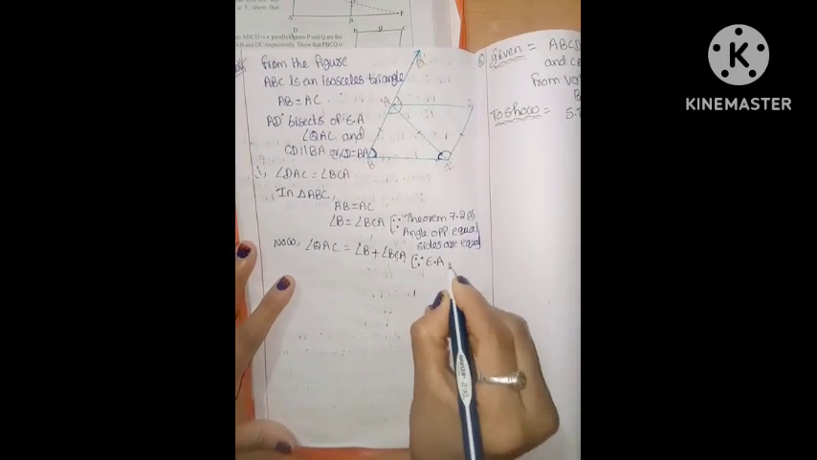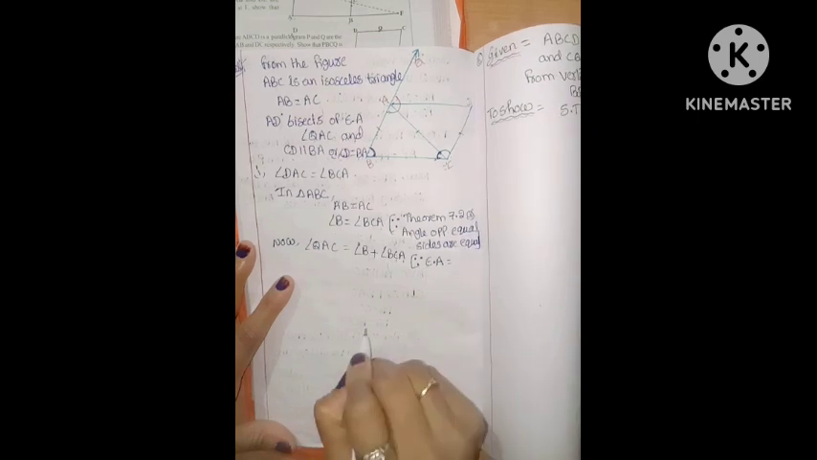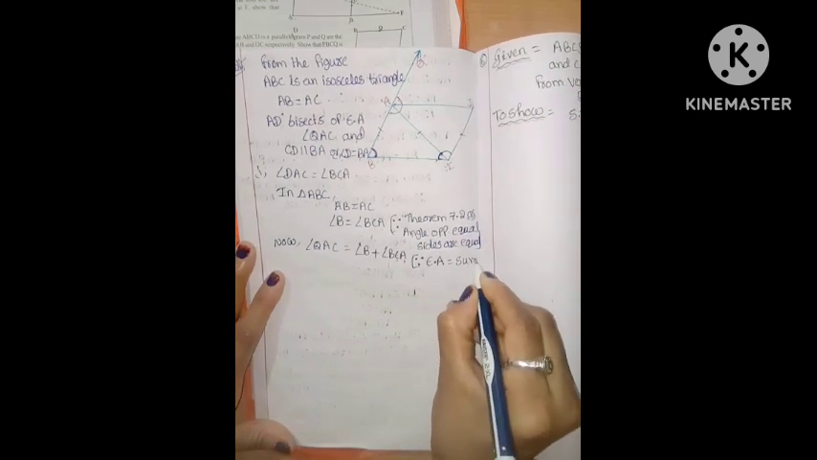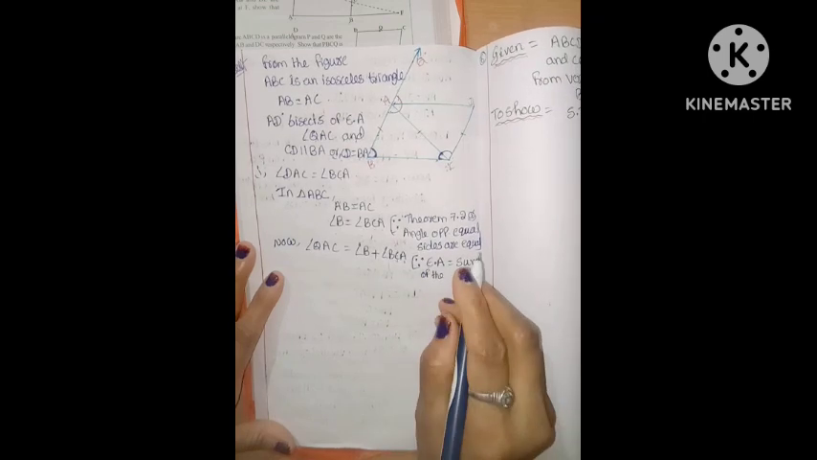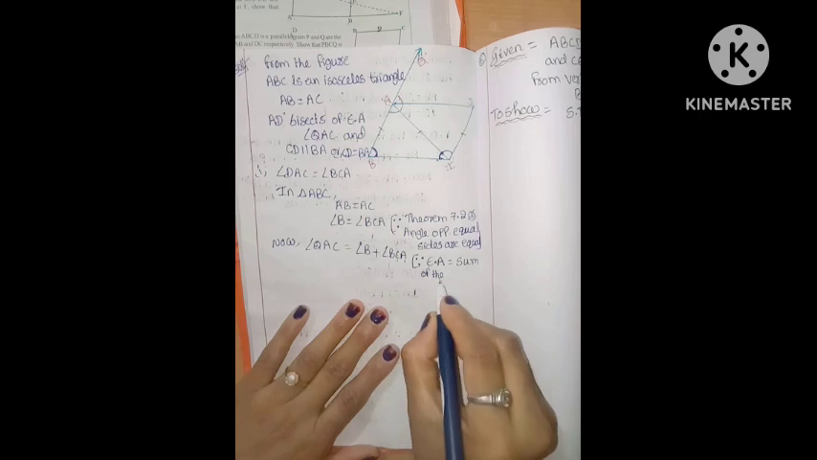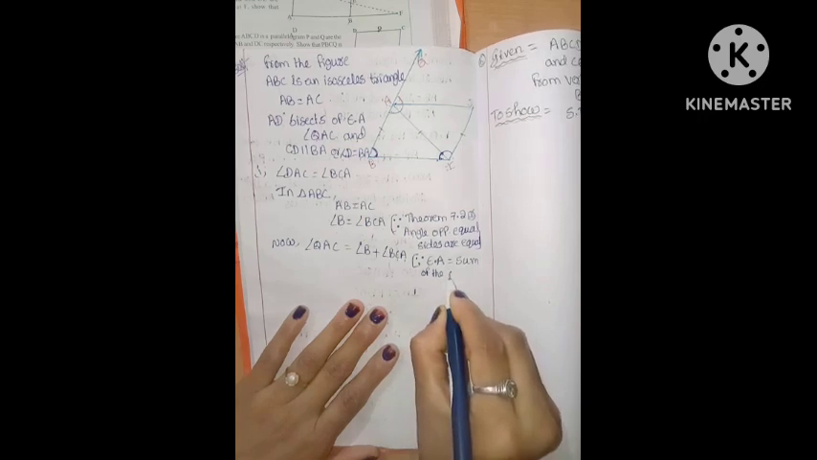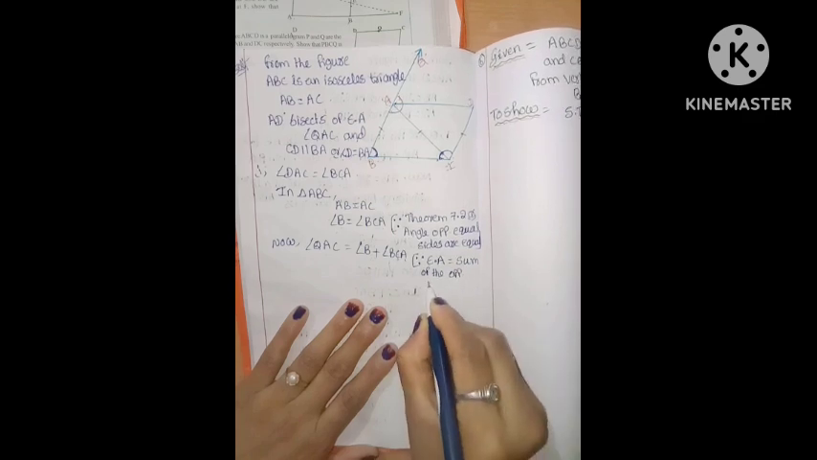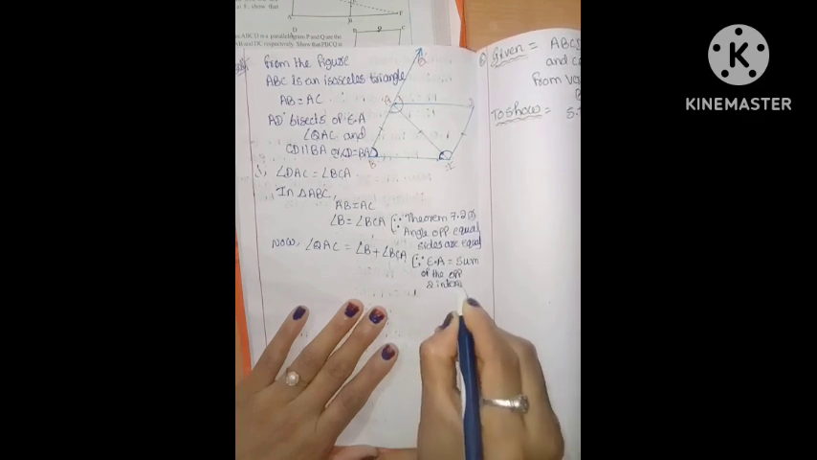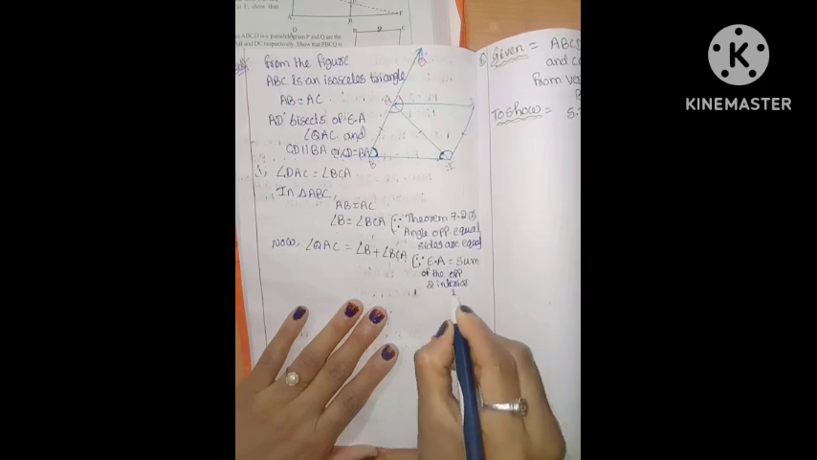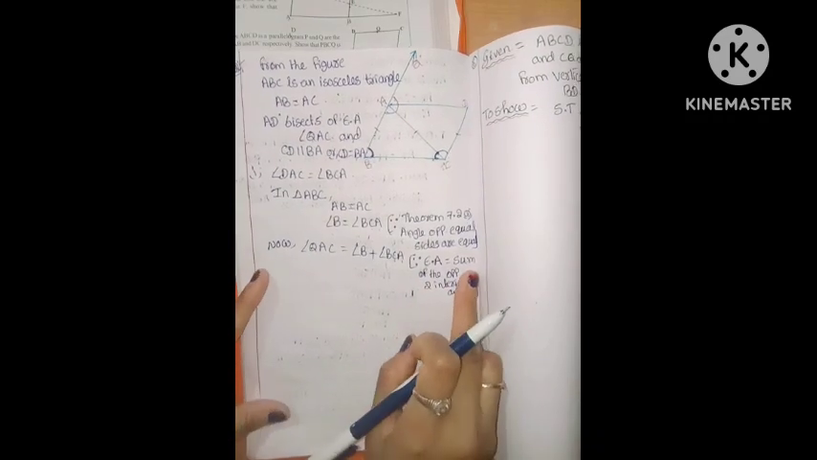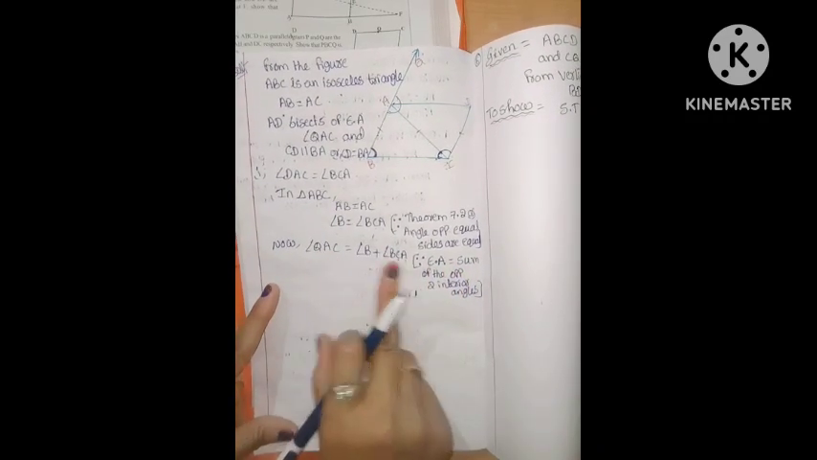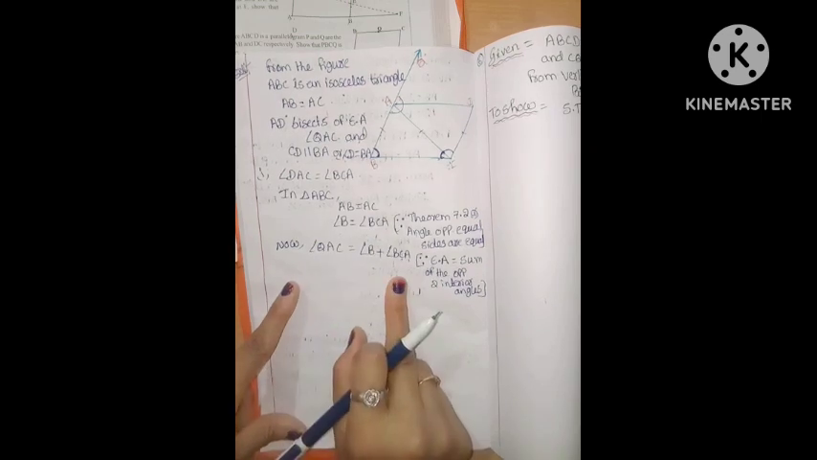Exterior angle, short form E.A., is equal to the sum of the two opposite interior angles. Sum of the two opposite interior angles. Okay, we know that property. Using this property these two are equal. So why is it equal? Are you understood?